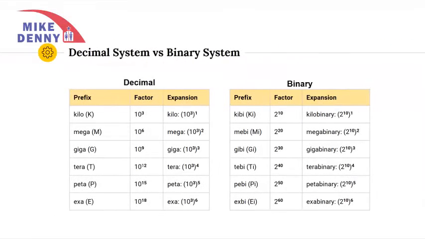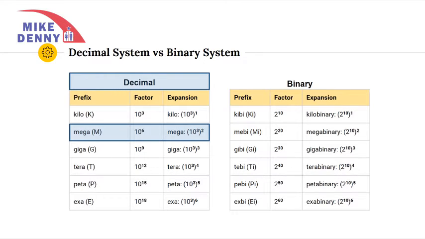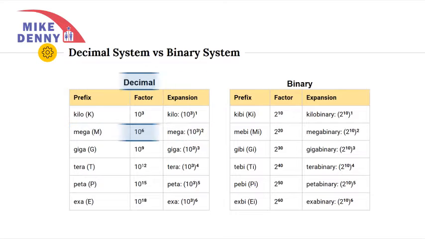Storage information is commonly displayed in two ways. On the left, starting with kilo, we can see the decimal representation of bits and bytes, which is the most commonly used system. A kilobyte represents 1,000 bytes, a megabyte represents 1,000,000 bytes, and so on. These prefixes are commonly used in scientific fields as well as when referring to computer storage.